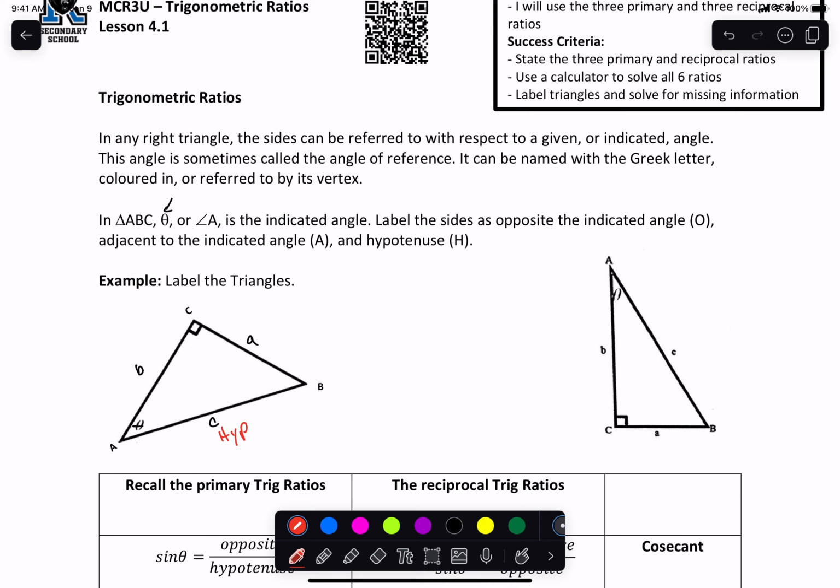So we're okay with that? Now the other two are the ones that are up for debate, and it depends on which angle you're standing at. Because I'm standing at angle A, I'm going to look across from me. Do you know another word for across? Opposite. So you're standing at angle A and you look directly across from you. That's what we're going to call the opposite side length.